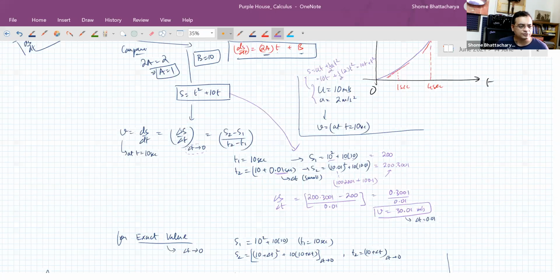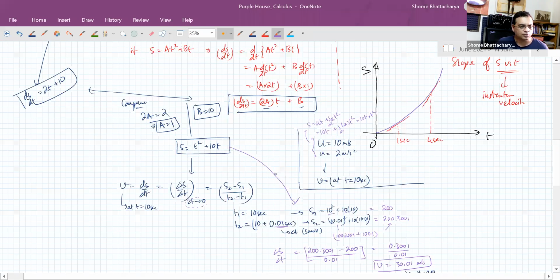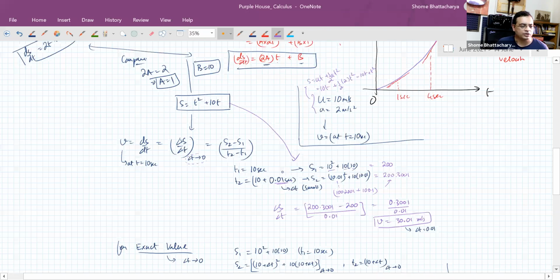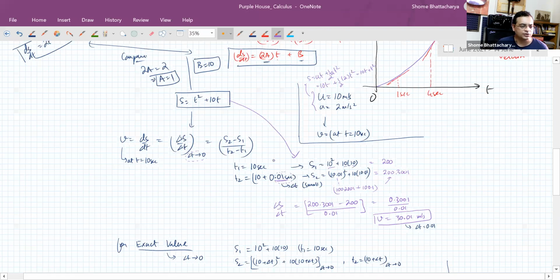So one option is that we can do this kind of a calculation, that we mechanically take some small value of delta t, like we took 0.1 seconds over here. So we took our t1 as 10 seconds and we took our t2 as 10.01 seconds. And we saw that the average velocity between t1 and t2 came out to be 30.01 meters per second. So this actually we cannot say is the instantaneous value. This is an approximate value of the instantaneous value.